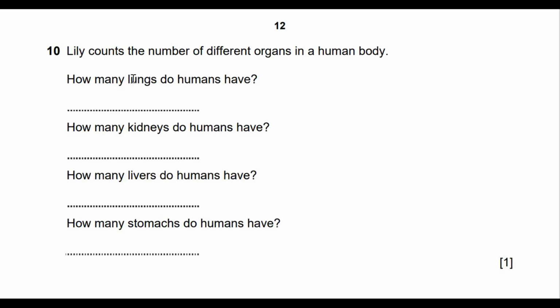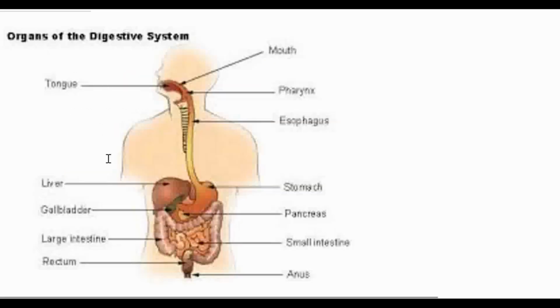Lily counts the number of different organs in a human body. How many lungs do humans have? How many kidneys do humans have? How many livers do humans have? How many stomachs do humans have? Let's take a look at our revision notes. From the diagram, we see that humans have one liver.